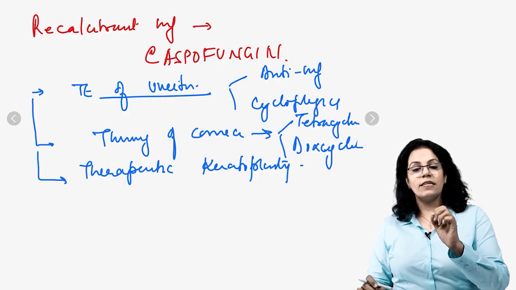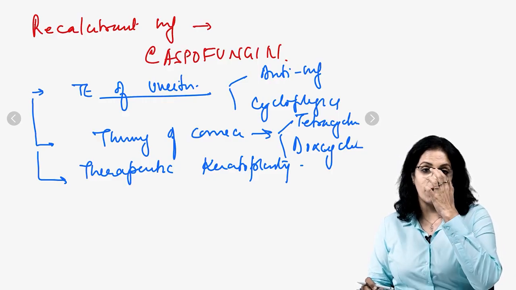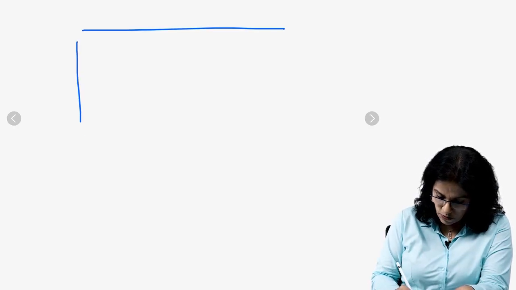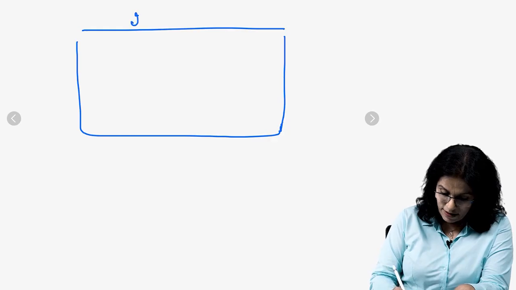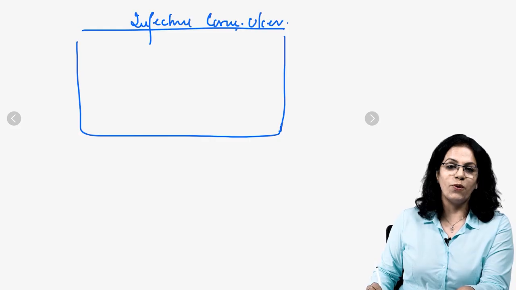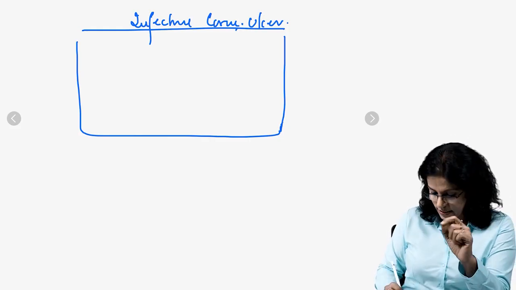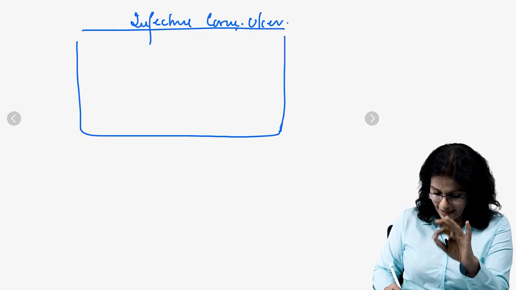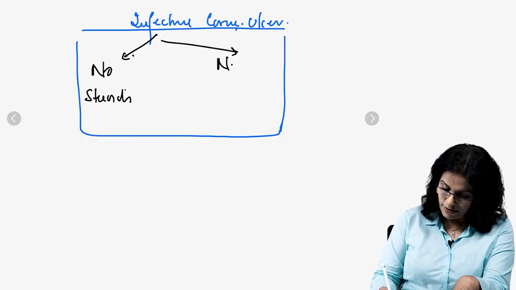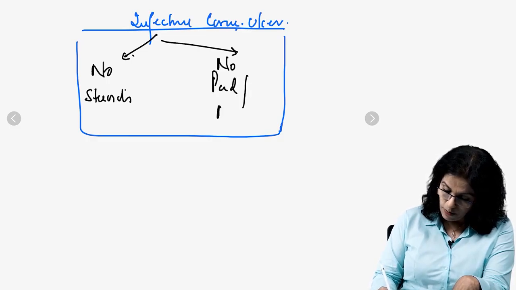One important thing, I've been telling you again and again that in any infective pathology, there should be no steroids because it will aggravate inflammation. So there are two rules. I want you all to put it in the box. What are the two rules which we should never break? In any infective corneal ulcer, number one, no steroids, and number two, no pad and bandage. Remember this, no steroids and no pad and bandage.